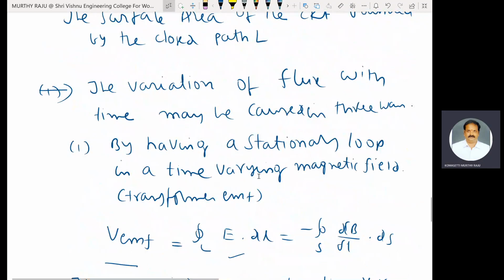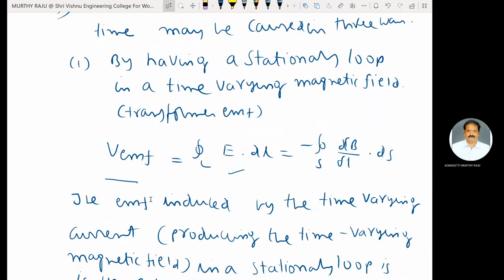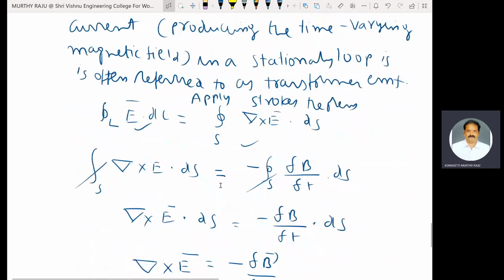Stationary loop means transformer. A transformer has two coils, a primary winding and a secondary winding. These two are fixed. The current flowing through these coils changes, so a time varying magnetic field is produced. Time varying magnetic flux is produced, and that flux is linked by the secondary coil. Therefore, an induced EMF is produced. That is case one.